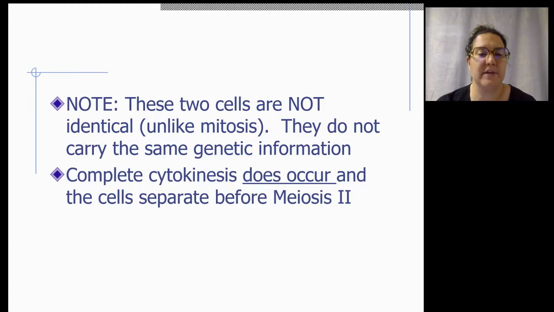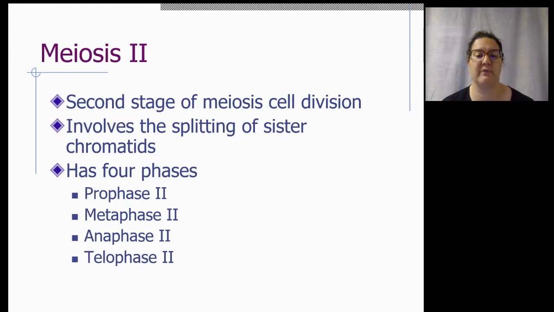So in telophase 1, that cytoplasm is going to now divide. 2 cells are formed. That nuclear membrane is going to form around the chromosomes in each of those 2 cells. But these cells, unlike mitosis, are no longer identical. They don't carry the same genetic information as the parent cell. They carry half the genetic information as the parent cell. Now, complete cytokinesis doesn't occur before meiosis 2 because the cell is going to continue to divide.